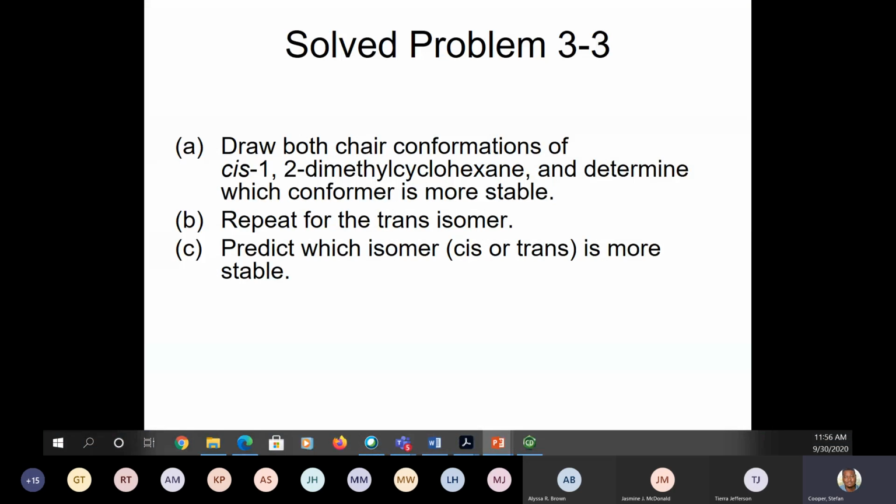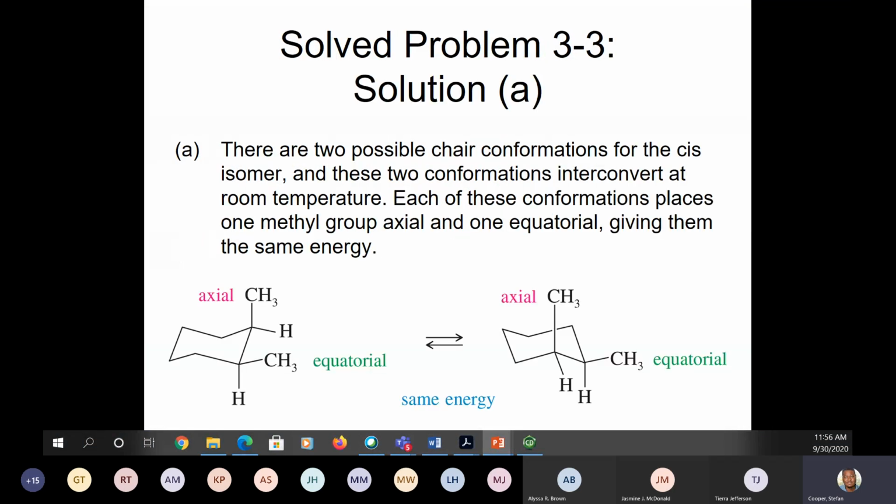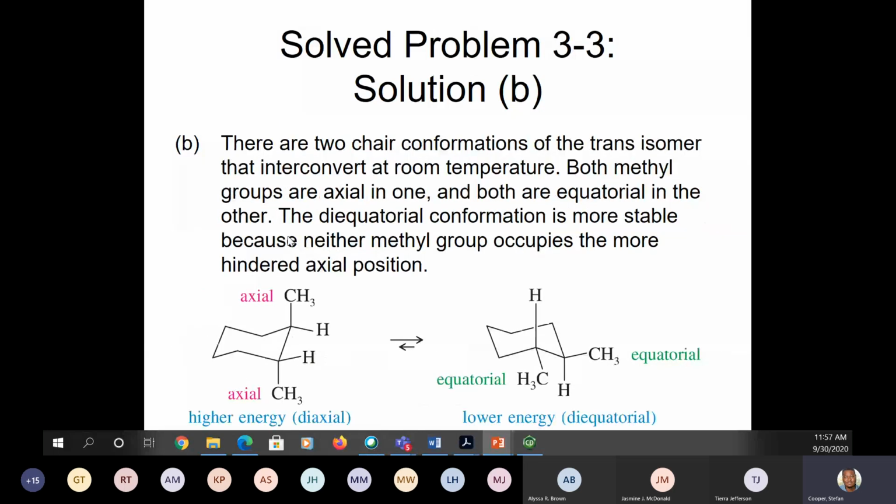All right, if I can move forward. So we said that this is the cis version, which gave us one methyl group axial, the other one equatorial. So they have the same energy. However, if I do the trans version of this, I get two axial and two equatorial, and we realize that having our groups equatorial is preferred. So that makes the right side of this equilibrium the preferred molecule. Okay, are there any questions with that so far?